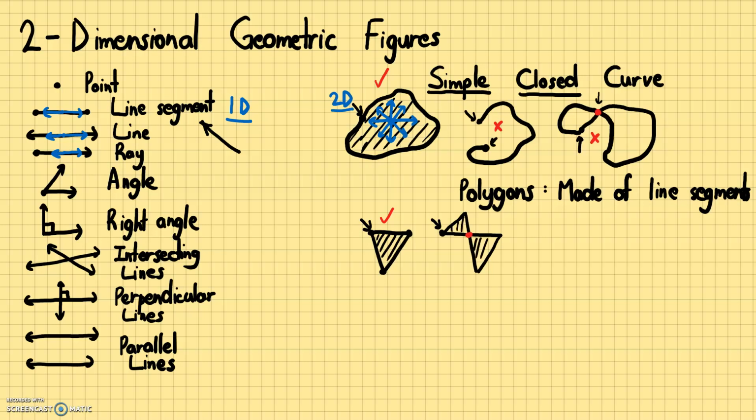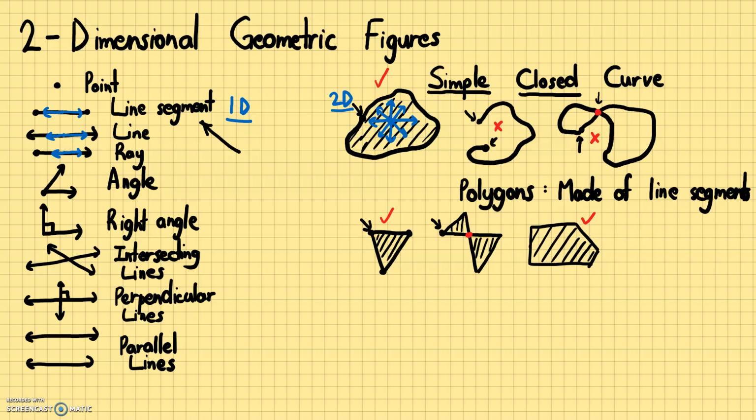So this is not, we can't consider this as a polygon because it's not a simple closed curve. It intersected with itself in the middle. But if we have other shapes like this, this is a polygon because it starts and ends at the same point and it doesn't intersect itself. So this is okay.